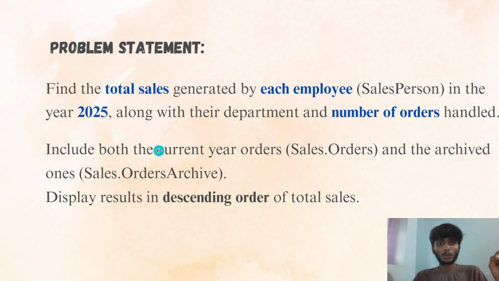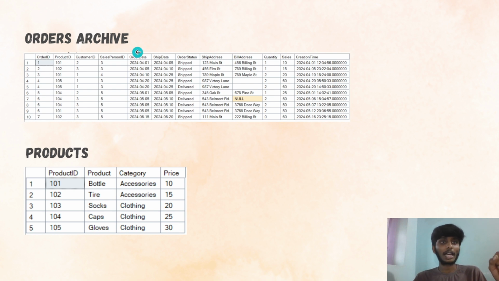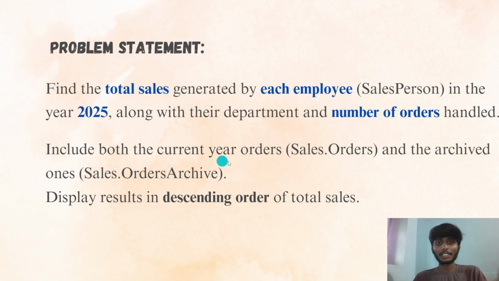We need to include both the current year orders and the archived ones, right? Which means that if you remember, I already showed you this is orders table, which is a separate table, and this one is orders archive table, right? These are both different tables. So they are asking to include both the current year orders, meaning basically from orders table, and archived ones, orders archive table, right? Meaning they are asking to solve this question using both archived orders and normal orders table. So this is one point which we need to do as the initial step, right? And finally, they are asking to display results in the descending order of total sales. So this is the question.